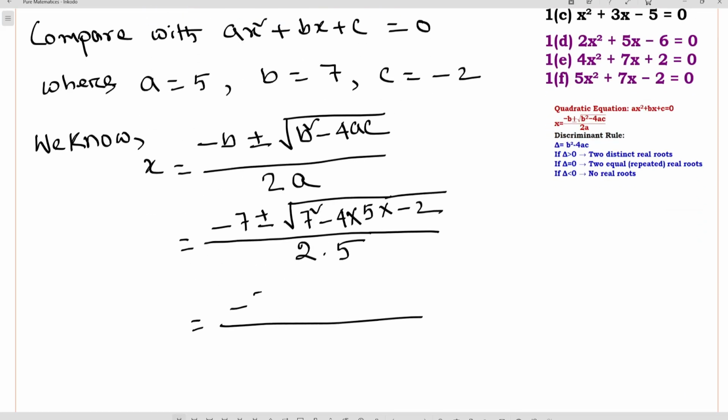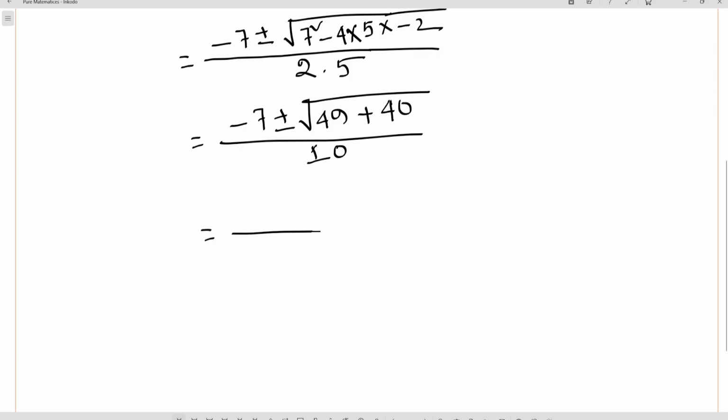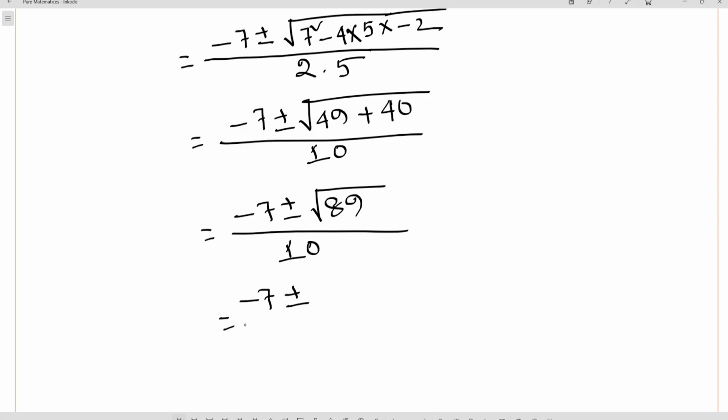So we can write minus 7 plus minus root over 49, then minus and minus will be plus, 4 times 5 is 20, times 2 is 40, and then 10. So minus 7 plus minus root over 89 divide 10. Root over 89 we can write as 9.43.